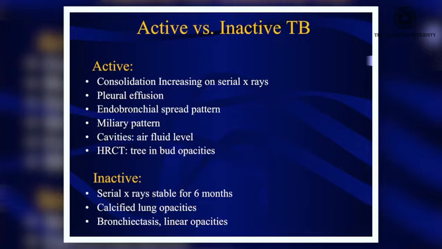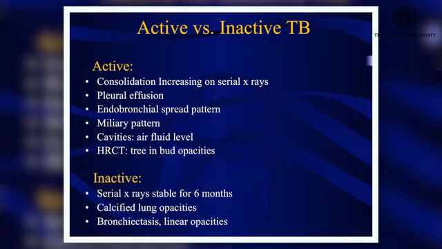On HRCT, we have tree-in-bud opacities. That is an appearance on CT scan only. And inactive, so pathology says over a period of 6 months, if you get 3 negative sputum, then you can label it as inactive. You repeat sputum for AFB or acid fast bacillus for 6 months, and if there is stability, so doing 3 X-rays in 6 months, and if there is no change, TB is inactive.